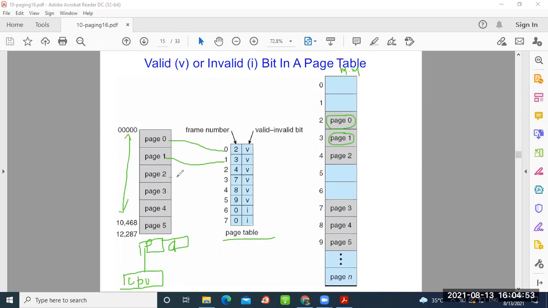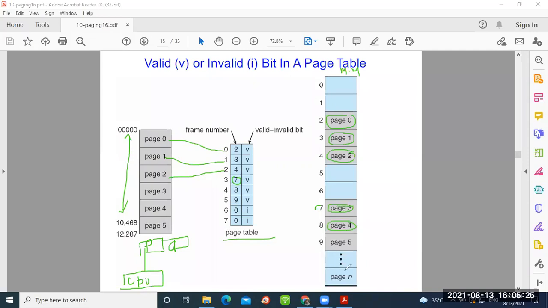Similarly, page 2. You can see page 2 is available in frame number 4. Where is page 2? In frame number 4. Similarly, page 3 is in frame number 7. Frame number 7 consists of page 3. Similarly, page 4 is located at frame number 8. You can see page 4 is located at frame number 8.